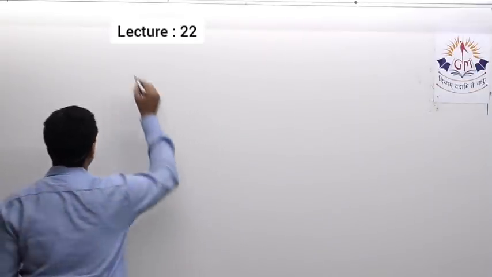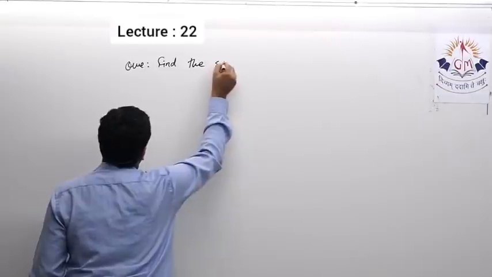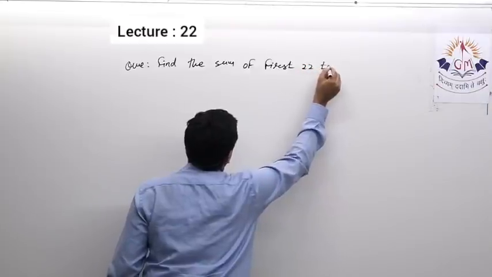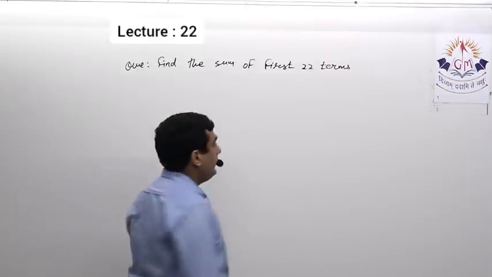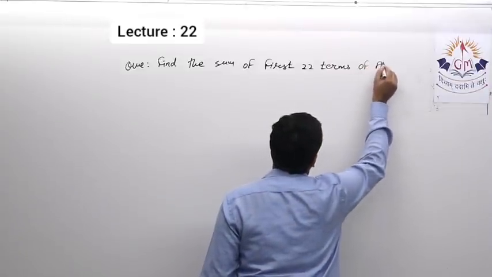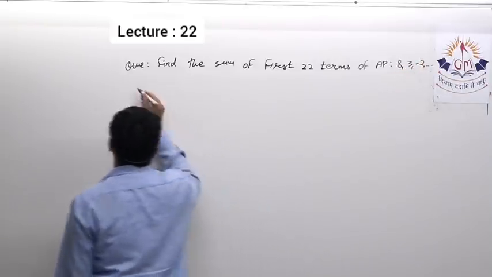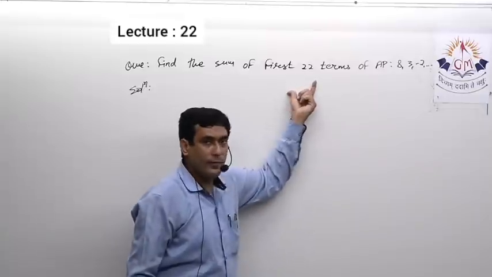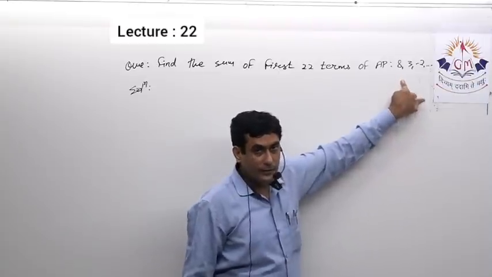So the very first question is: find the sum of the first 22 terms of the AP 8, 3, minus 2 and so on. What we have to find is the sum of the first 22 terms. That means we have the value of n. As the AP is given, we have a and d as well.